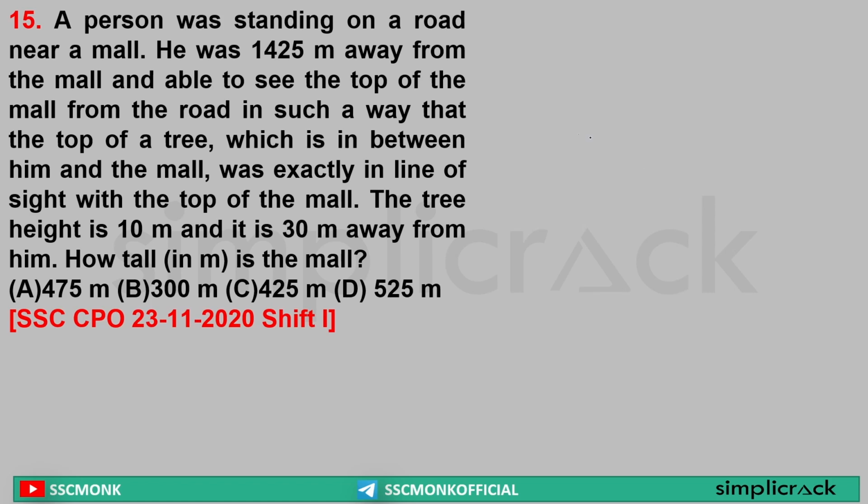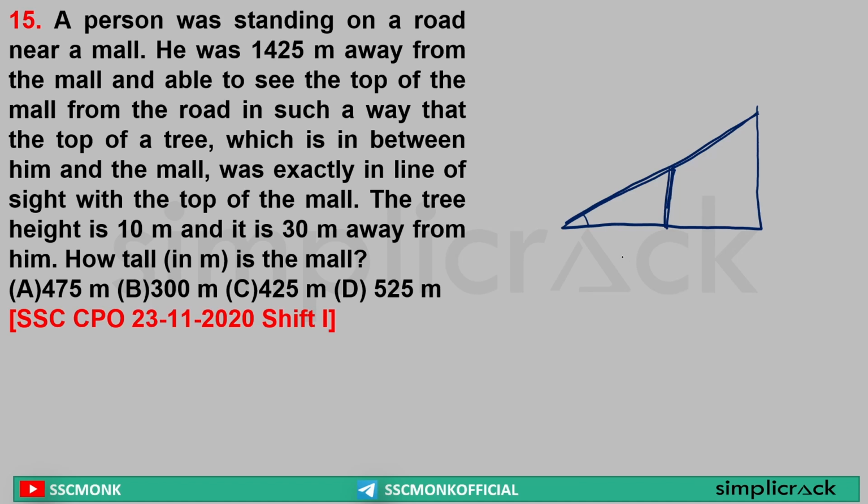So what is happening? There is the mall. Here is the watching point. And in this line of sight, there is a tree over here. So this is a tree. That means the angle over here is similar for this triangle and for this triangle.